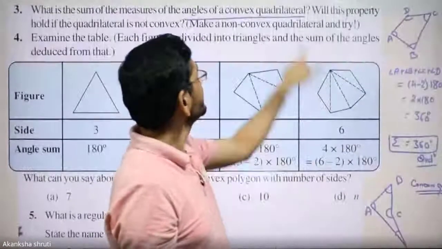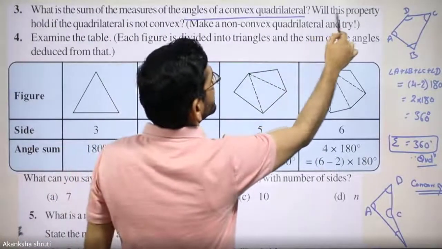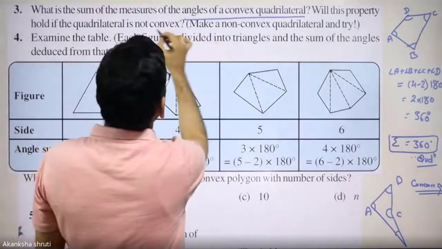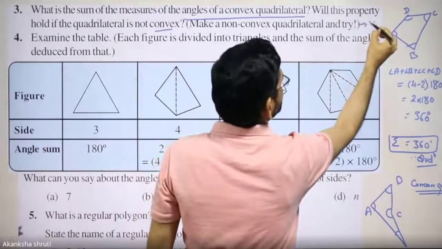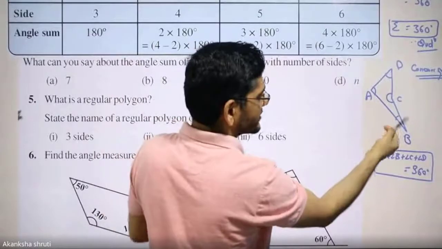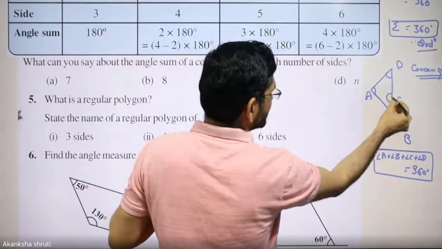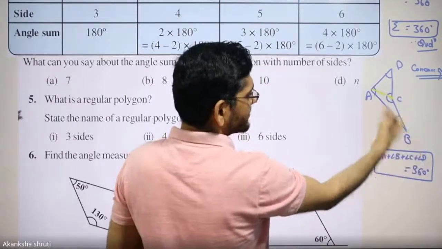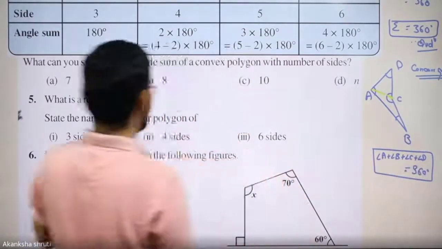So this was about the third question, where I have explained this part also. Will this property hold if the quadrilateral is not convex? So the answer is yes. I had just explained here. This is the same as earlier. Because even in this case, by considering one of the vertices, I can make only two triangles. So the sum of internal angles will be 2 into 180, the same 360. Okay, students? That is this one.